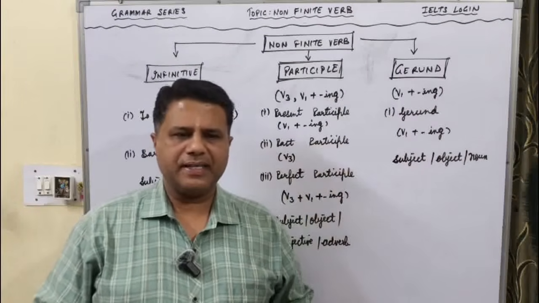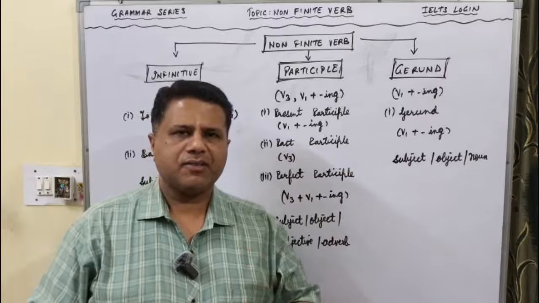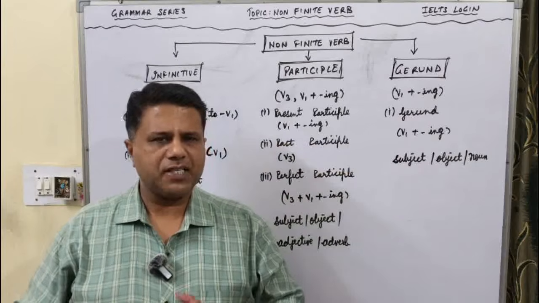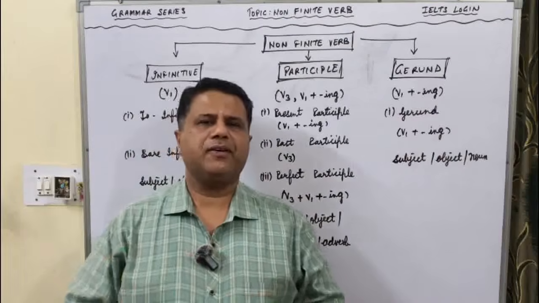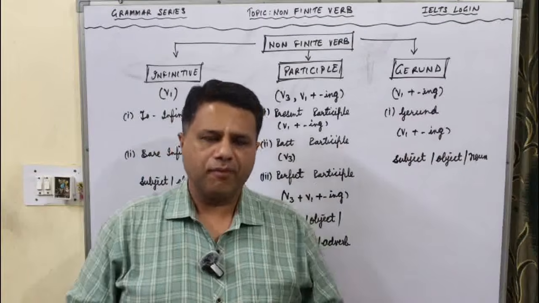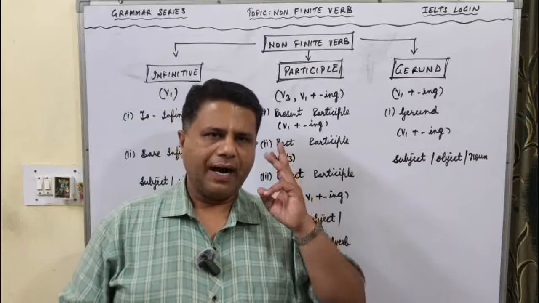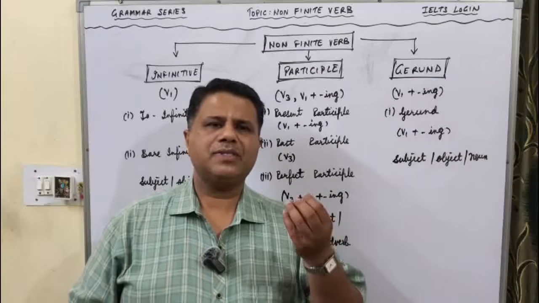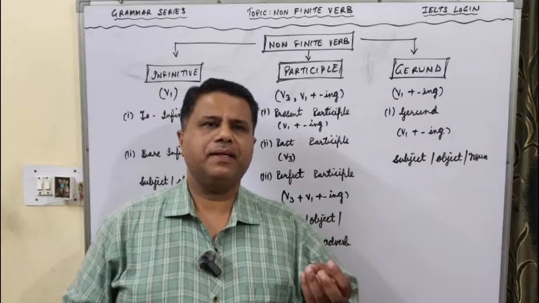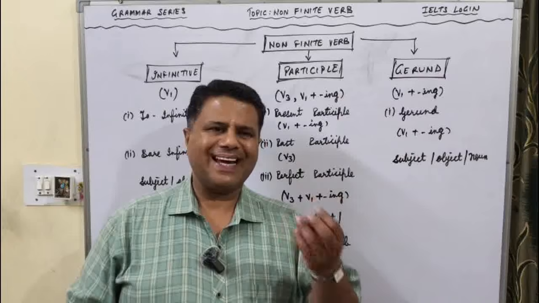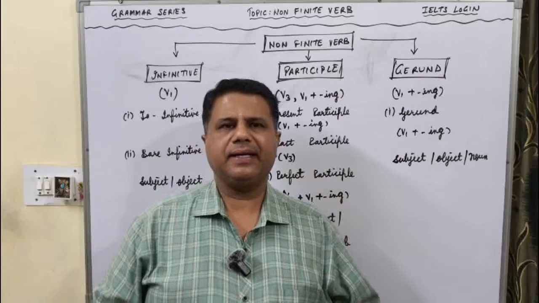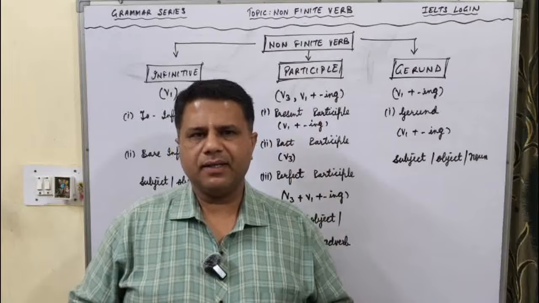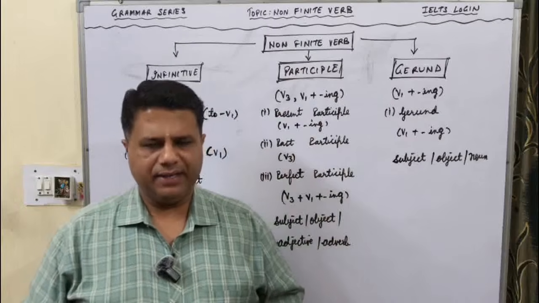In fact, when we do present continuous tense, past continuous tense, future continuous tense, present perfect continuous tense, past perfect continuous tense, future perfect continuous tense, there also we use first form plus ing. So first form plus ing can be used in three ways. It can be used as a verb, as a tense. Second, it can be used as a participle, and it can be used as a gerund. What is the difference? We will come to know as we progress in the videos.